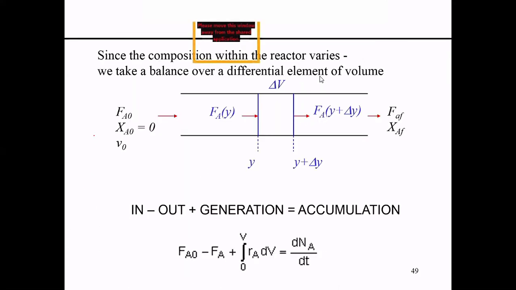Okay, this is the mass balance for the plug flow reactor. Since the composition within the reactor varies, we take a balance over a differential element of volume. So we have FA0, which is the inlet, and we have FA, which is the outlet.